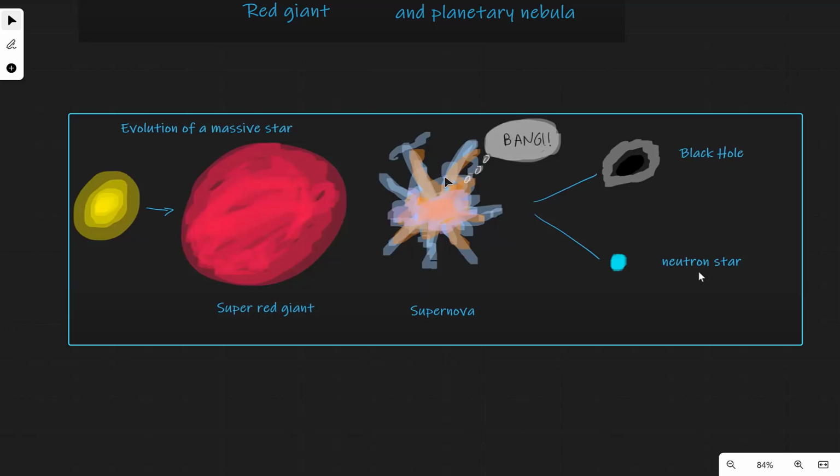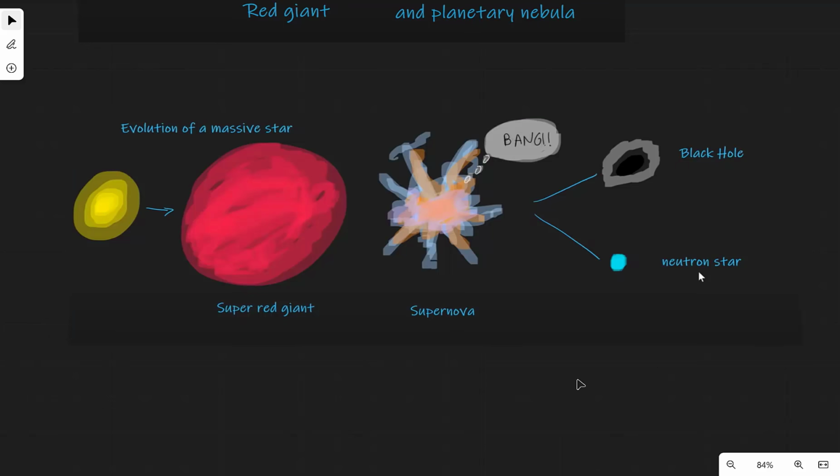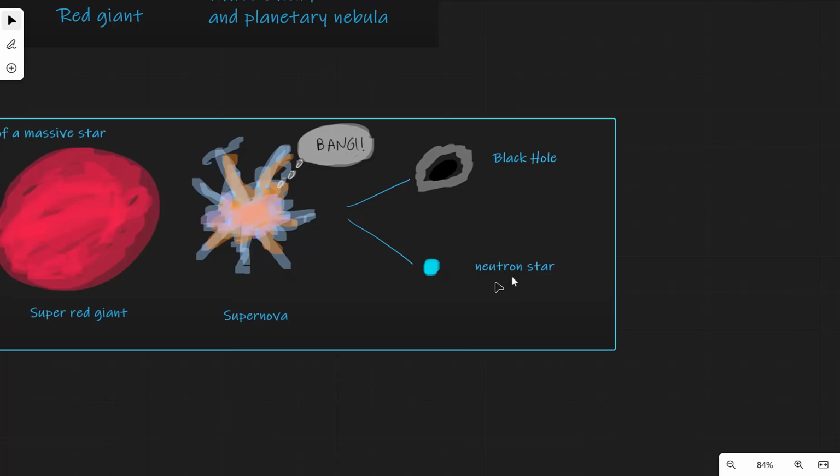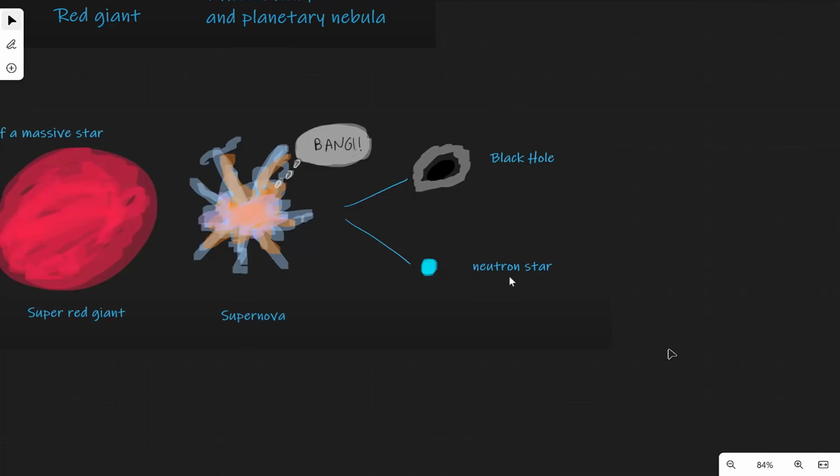This is not to scale. These things have a huge absolute magnitude that outshines an entire galaxy. Depending on the mass of the star, it will turn either into a neutron star or a black hole.